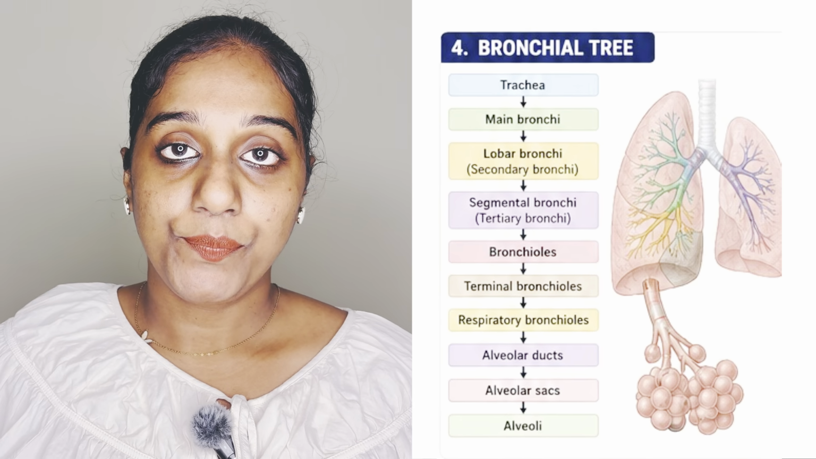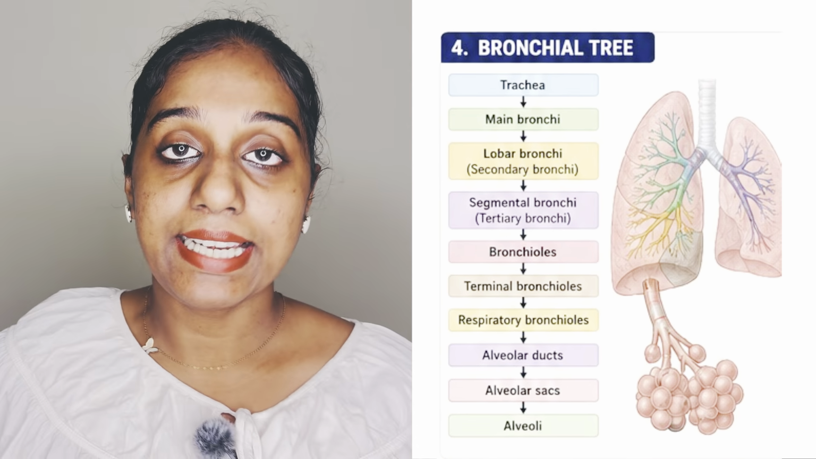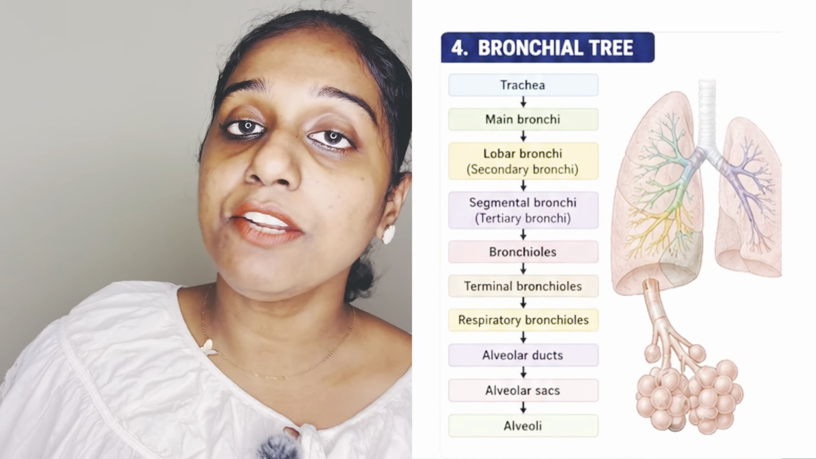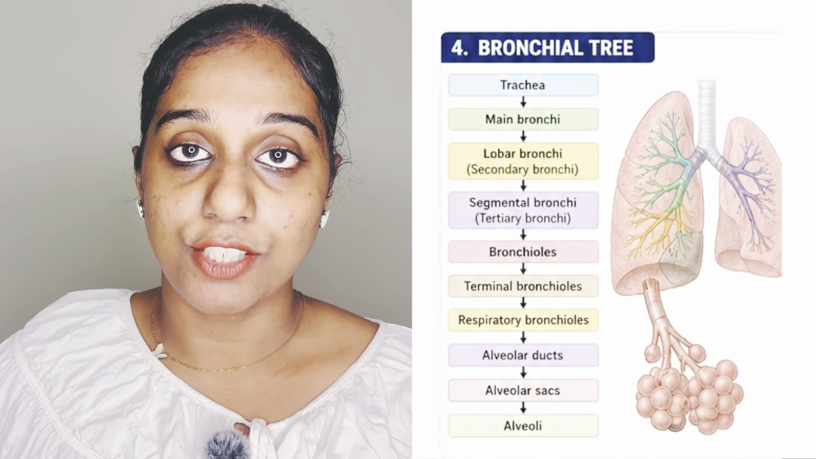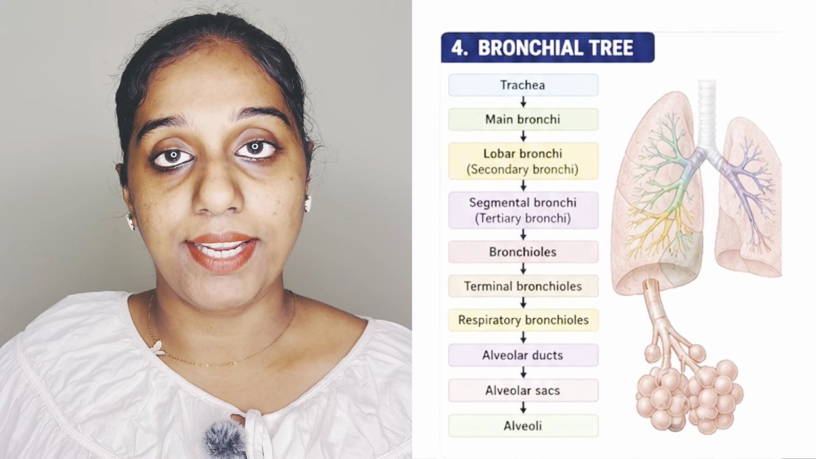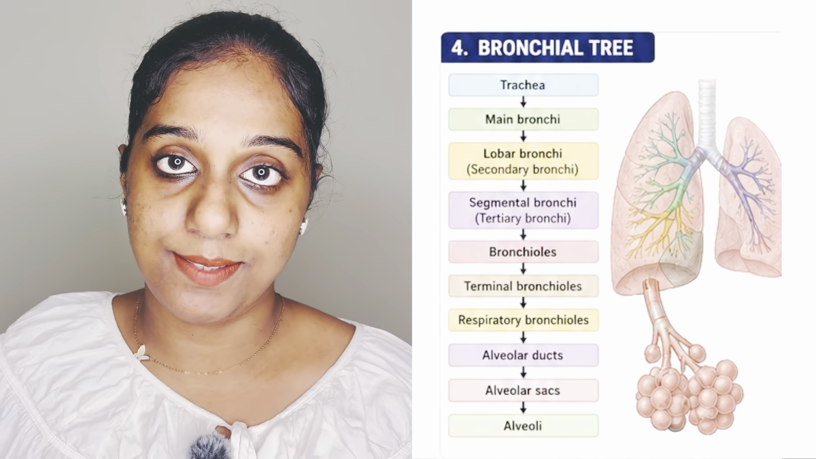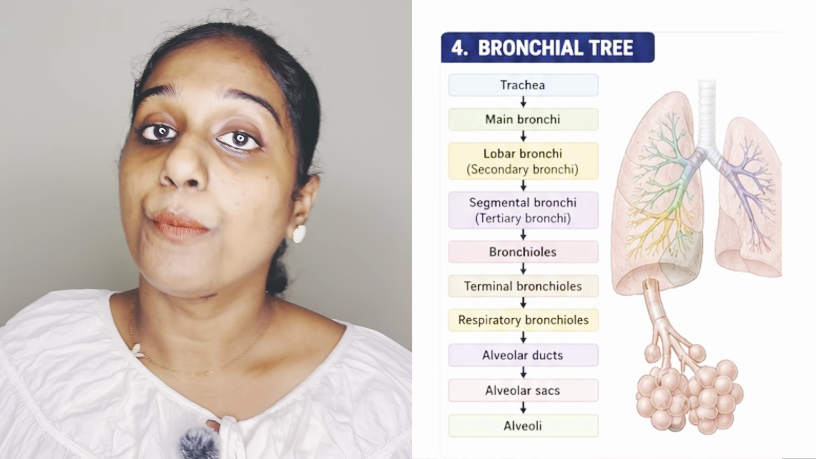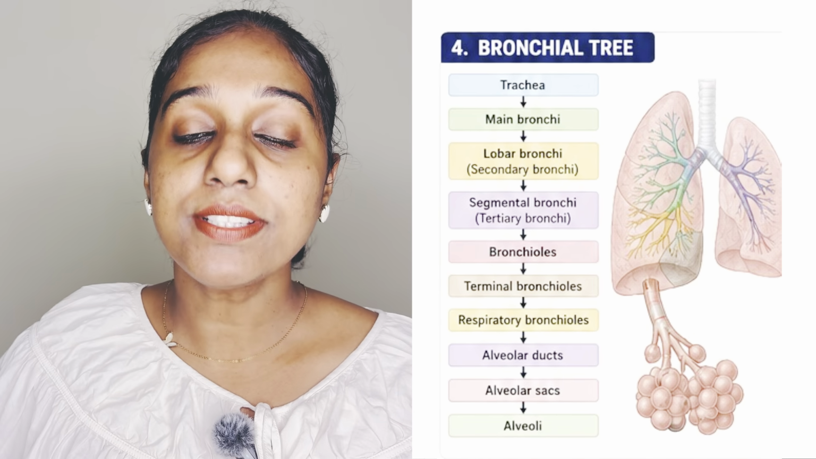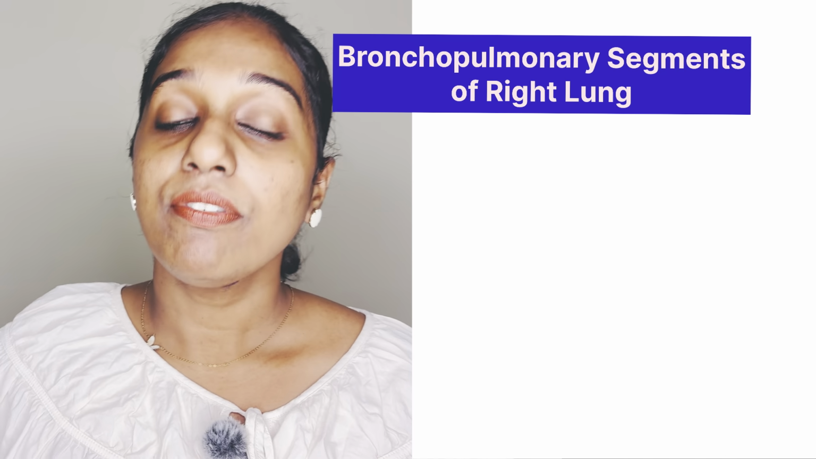Next is bronchial tree. The main bronchus divides into lobar bronchi, the secondary bronchi. In the right lung, it is divided into superior lobar bronchi, middle lobar bronchi and inferior lobar bronchi. In the left lung, it divides into superior and inferior lobar bronchi. Now these lobar bronchi divide into segmental bronchi, that is the tertiary bronchi. This is the one which supplies bronchopulmonary segments. Segmental bronchi divide into bronchioles, then further into terminal bronchioles, then respiratory bronchioles, then alveolar ducts, finally alveoli.